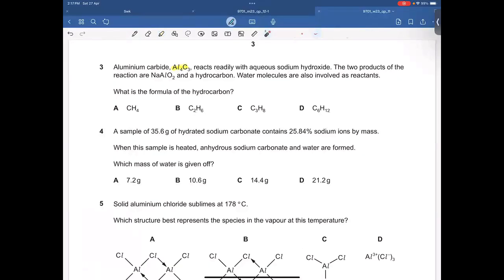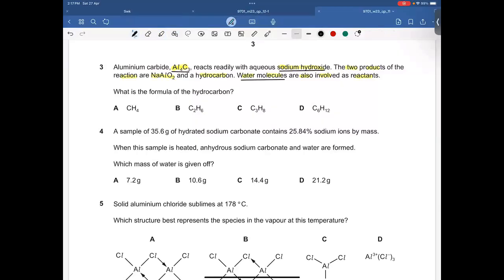And by the way, aluminum carbide is an ionic compound because it exhibits ionic bonding. It is reacting with aqueous sodium hydroxide. The two products of the reaction are NaAlO2 and a hydrocarbon. Water molecules are also involved as a reactant. So we have aluminum carbide as a reactant, sodium hydroxide as a reactant, and water as a reactant. So these are the 3 reactants.